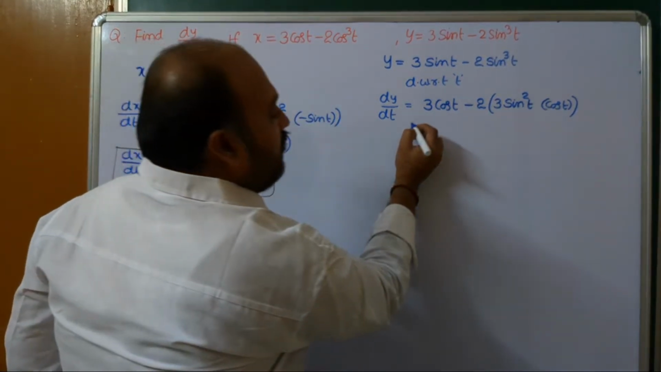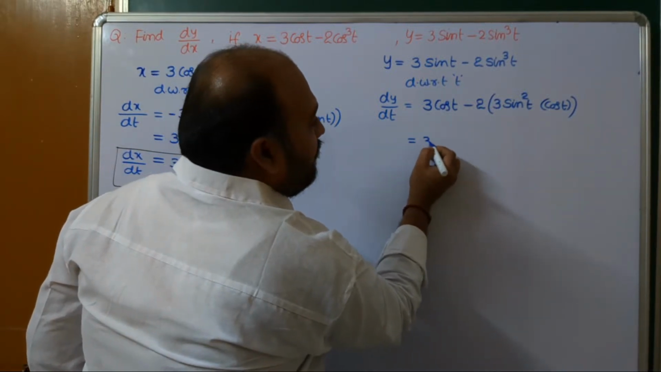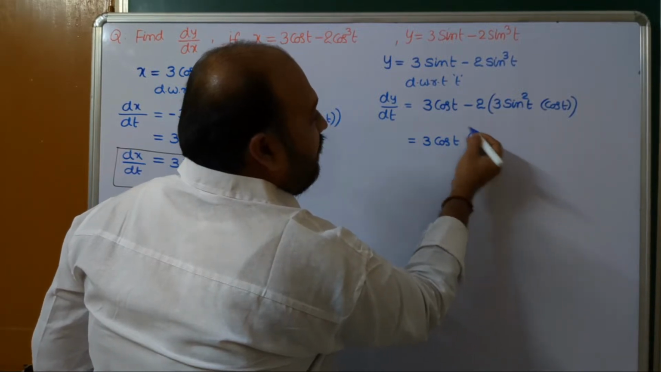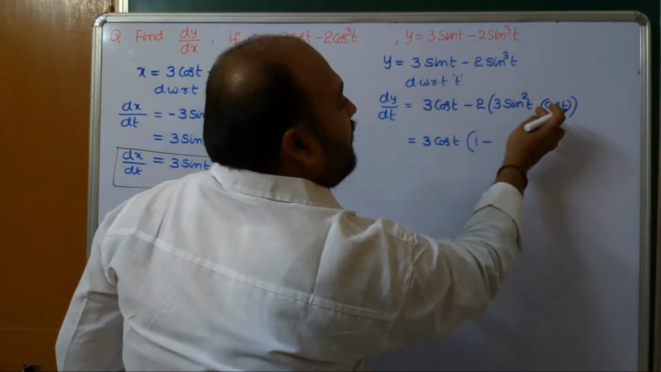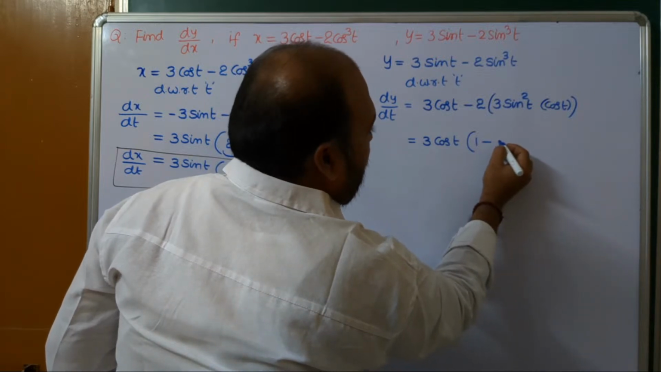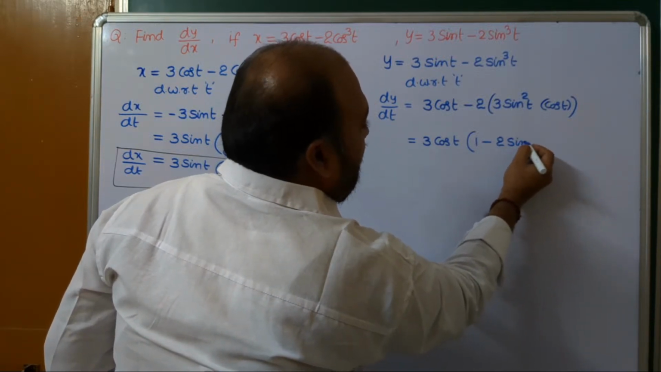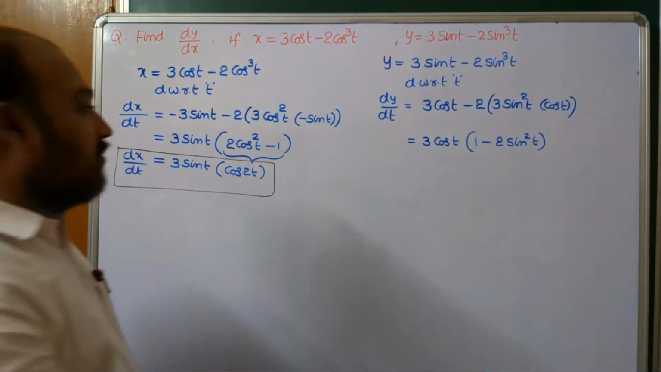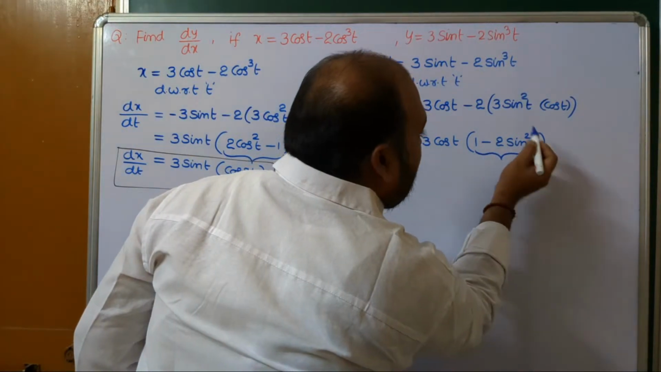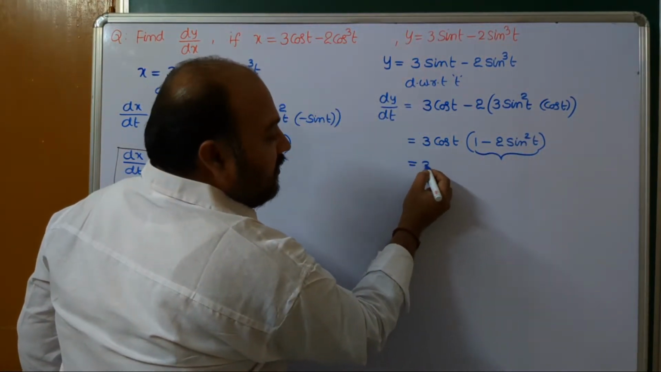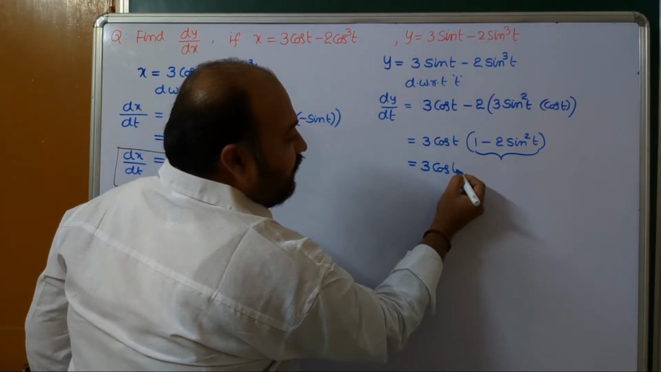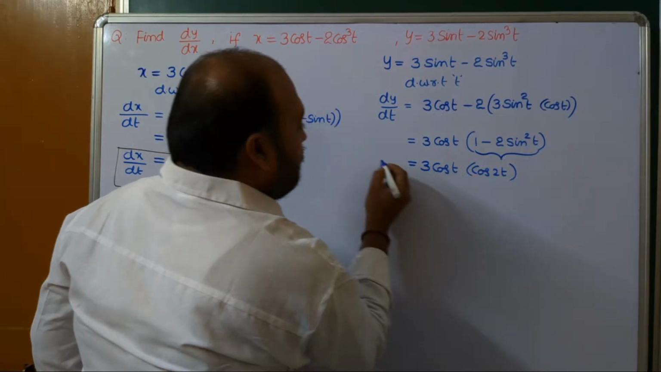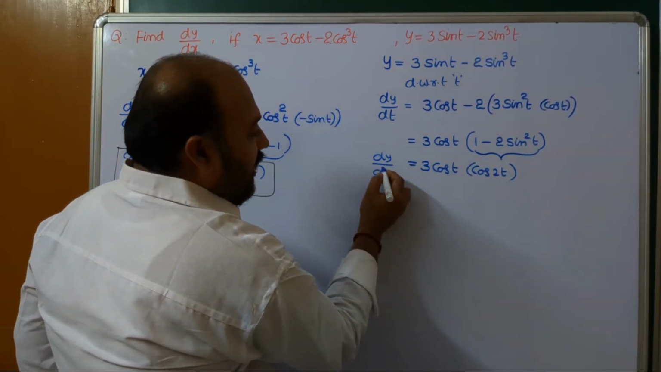From these two we can take common 3 cos t. So if we take 3 cos t out common, 1 will be here, 2 sin square t will be there. 1 minus 2 sin square t is the formula for cos 2t in terms of sin. So 3 cos t into cos 2t. So this is the value of dy by dt.